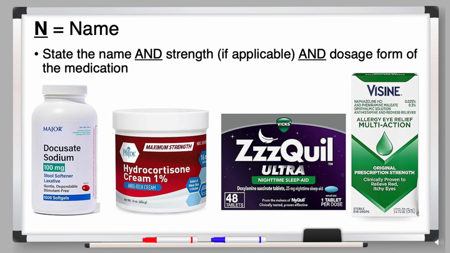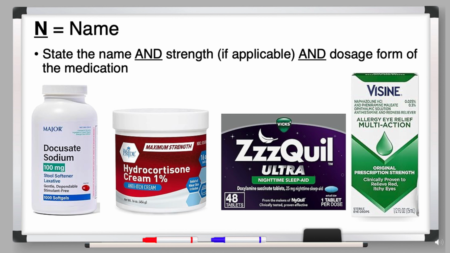Starting on the left, the first product shown would be described as Docusate 100 milligram soft gel capsules. The next product would be described as hydrocortisone 1% topical cream. Now, those were both generic drugs and therefore only had one name. The remaining two products have both the brand name and the name of the ingredients by their generic name.